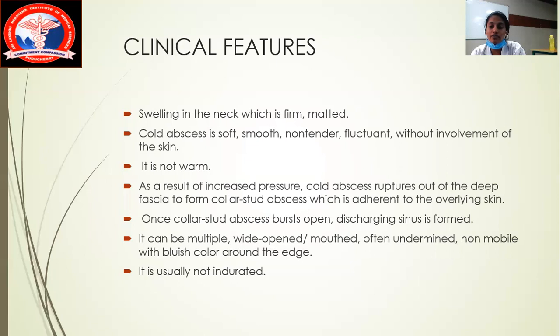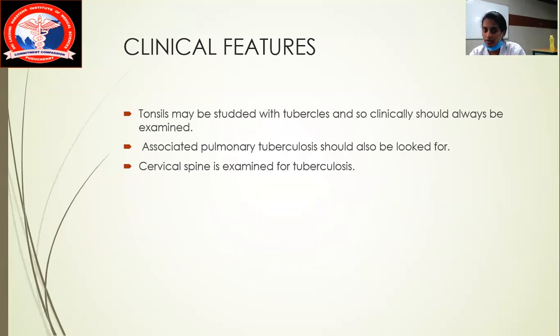Also we have to think of the type of ulcer. It is an undermined ulcer, and after the undermined edges we have seen, we can also see a non-mobile, bluish color around the edges. We can also say it is a non-indurated one.